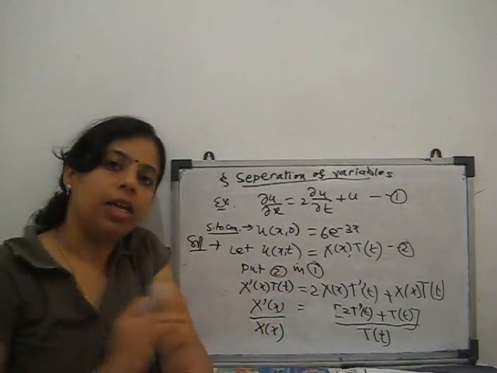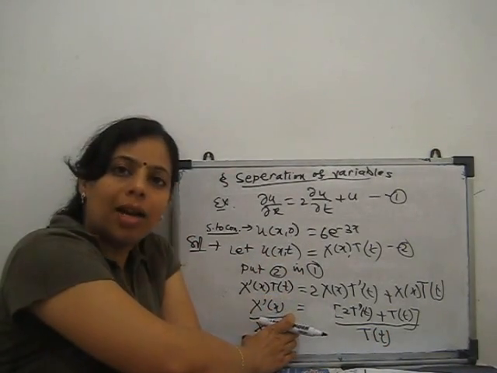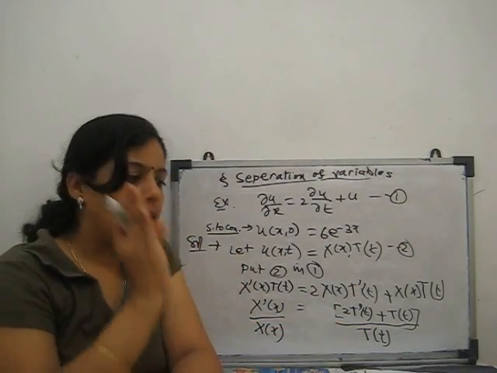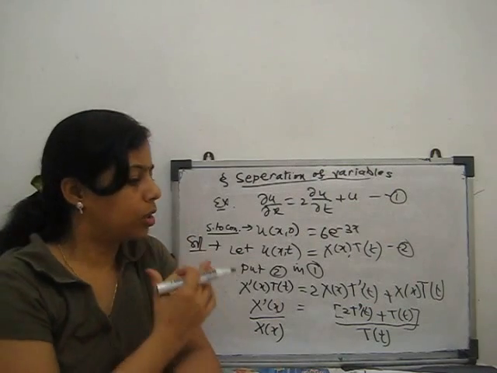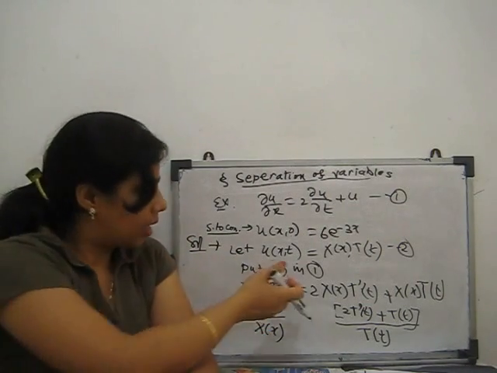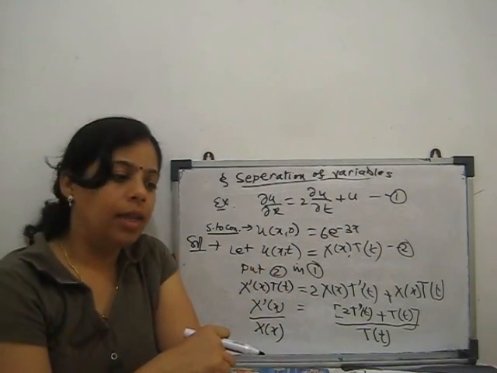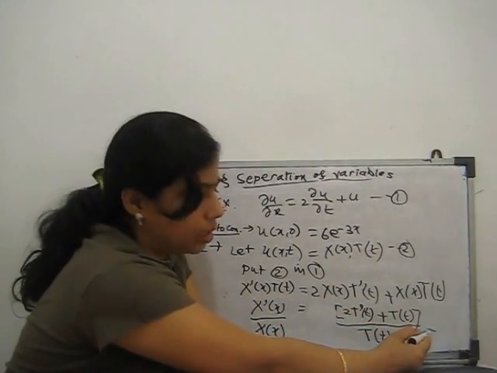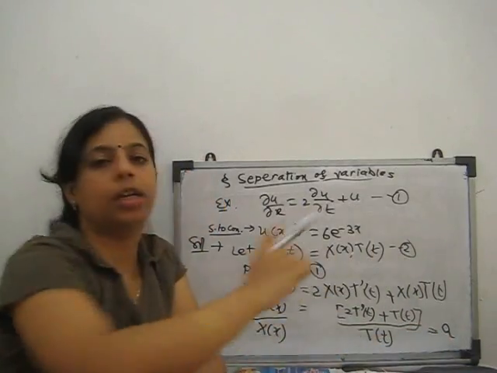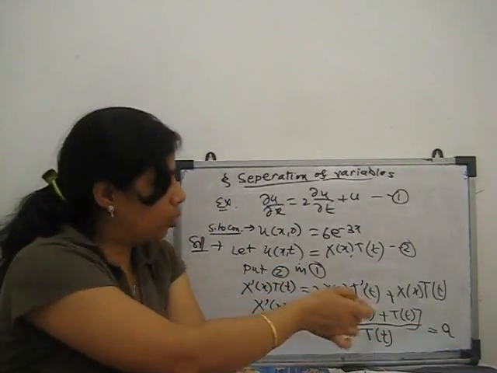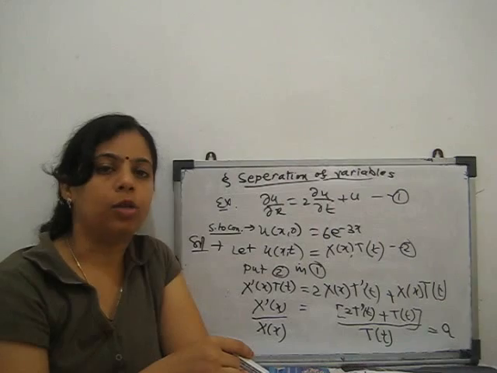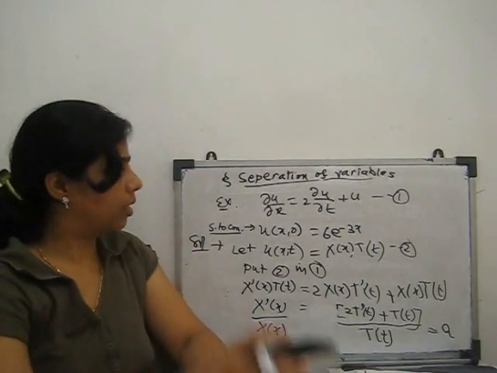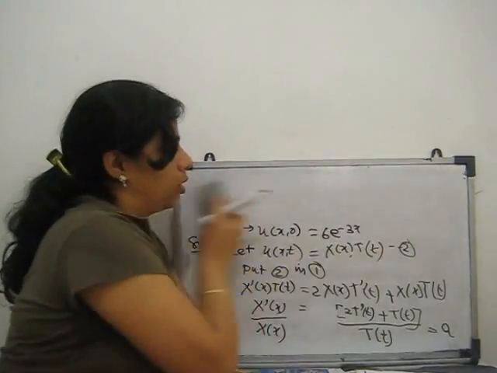Now we can see our equation is already separated. One part is in x, one part is in t. Since x and t are two different variables, the left hand side and right hand side are equal only when they are equal to a constant. So we can consider that this constant is equal to a, a real constant, meaning this equals a and this equals a. So both values are equal. Now we can solve it and find the value of that constant.